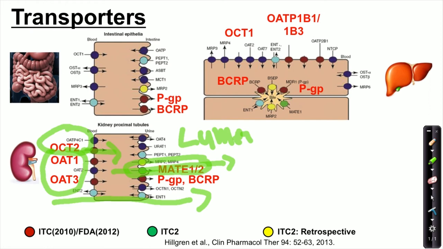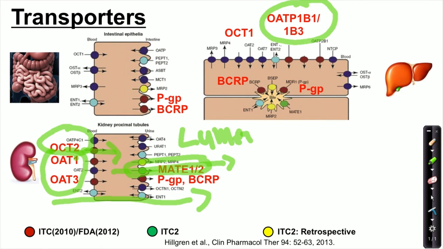So the transporters that have been called out as sites for drug-drug interactions are PGP and BCRP in the intestine, and over here in the liver, OATP1B1 and OATP1B3, and then in the kidney, OCT2, OAT1, OAT3, and MATE1 and 2, and again, PGP and BCRP play a role there.